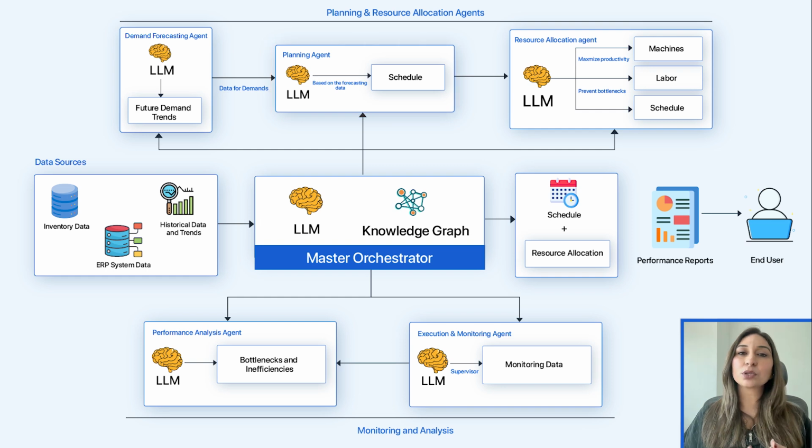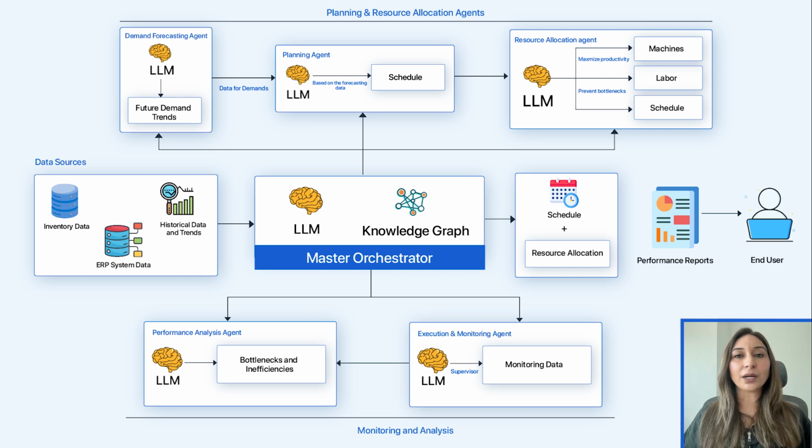moving parts. The resource allocation agent dynamically assigns your resources, machines, labor, and materials to maximize productivity and prevent bottlenecks. Further, the execution and monitoring agent acts like a supervisor on the floor, overseeing everything in real time and adjusting the schedule to maintain peak efficiency. And the performance analysis agent provides valuable insights for continuous improvement, helping you identify bottlenecks and optimize your processes. This collaborative system ensures your production is not just efficient, but also agile and adaptable.